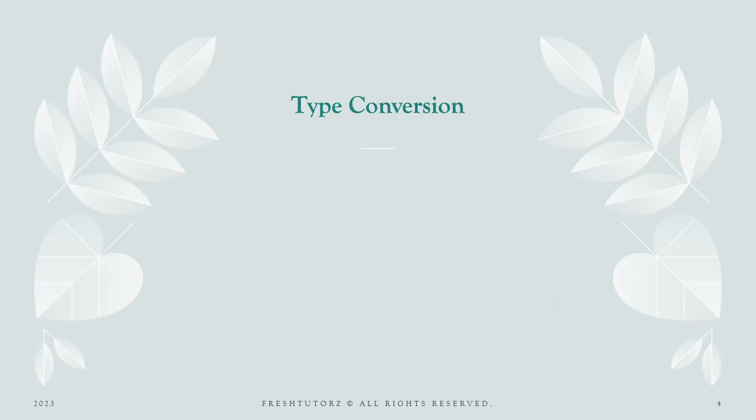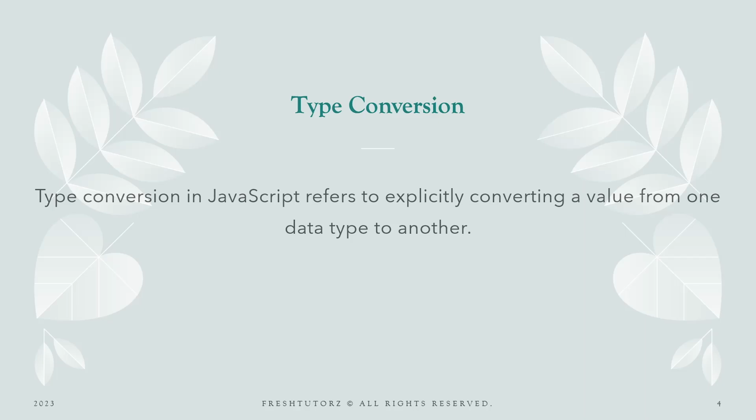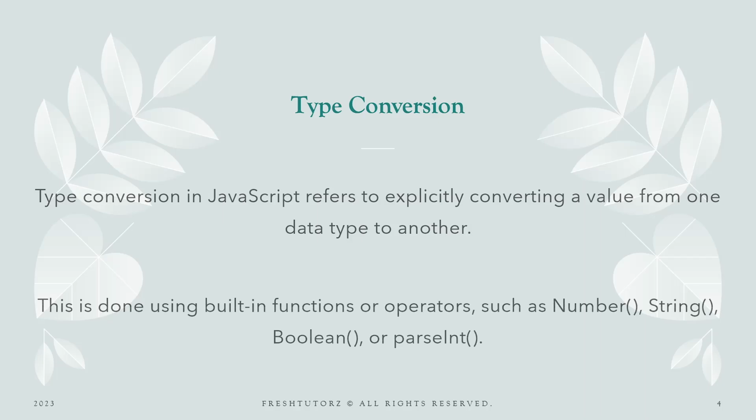Next is type conversion. With type conversion, we are doing the conversion ourselves, but with type coercion, it is done automatically by default. So type conversion refers to explicitly converting a value from one data type to another. This is done using built-in functions or operators such as Number, String, Boolean, or parseInt. Let's see an example.